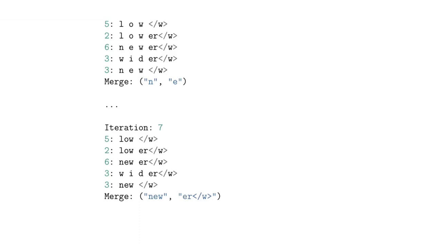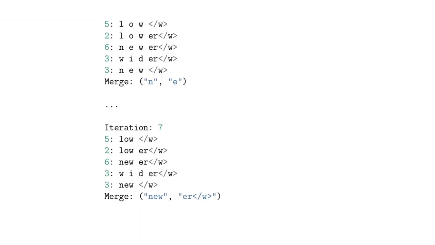Low is a unit on its own. Er is a unit on its own, which is also a morpheme, right? And you just did that directly from the data. Most machine translation systems today, they use byte-pair encoding, actually. Many NLP applications would use byte-pair encoding as their unit that they use to model things.